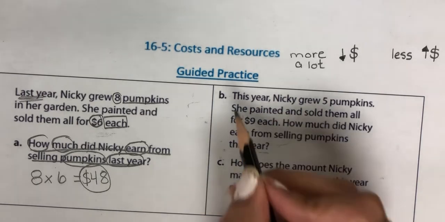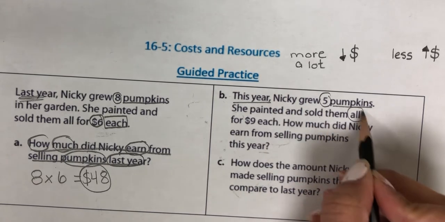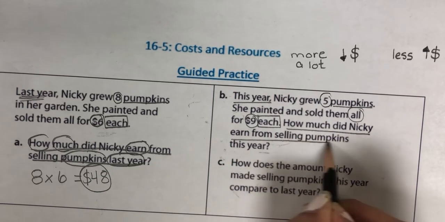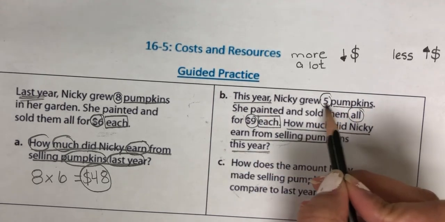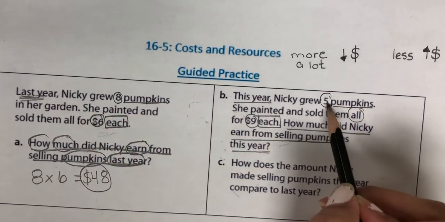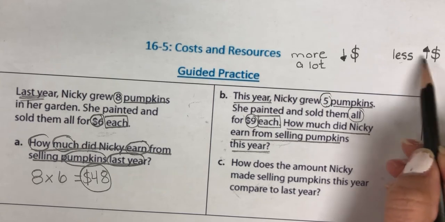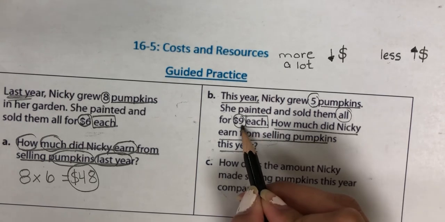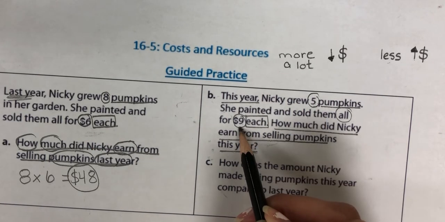Part B. This year, Nikki grew 5 pumpkins and she painted and sold them all for $9 each. How much did Nikki earn from selling pumpkins this year? So again, this year, instead of selling 8 pumpkins like last year, she sold 5 pumpkins, so less. Again, if we have less of something, the cost is going to go up. And the cost did go up. $9 this year as opposed to $6 last year. Less of something, the more it's going to cost.